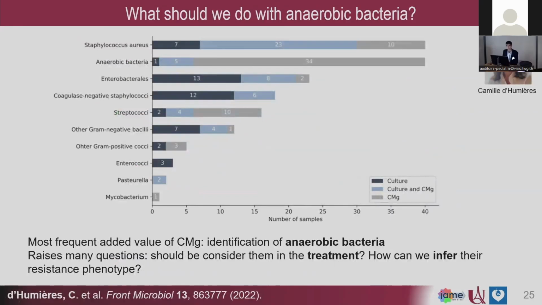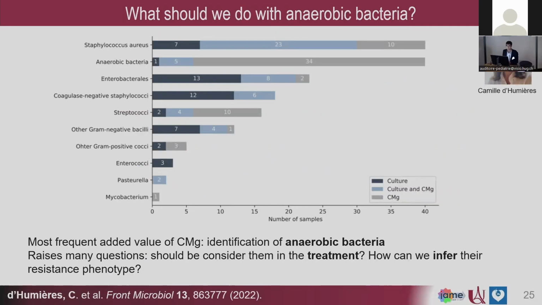And what should we do with those anaerobic bacteria? Because one of the most frequent added values of clinical metagenomics is to provide new bacteria, and many of those bacteria are anaerobic bacteria, which poses many challenges. What is their role in the clinical development of infections? Do we have to consider them in the spectrum of the antibiotics we give? And if that's the case, how do we predict their susceptibility to antibiotics?